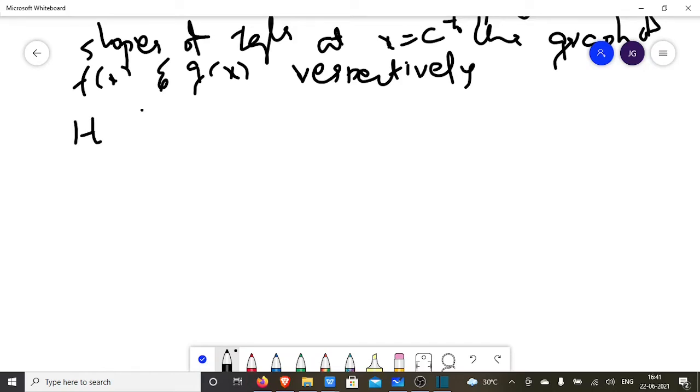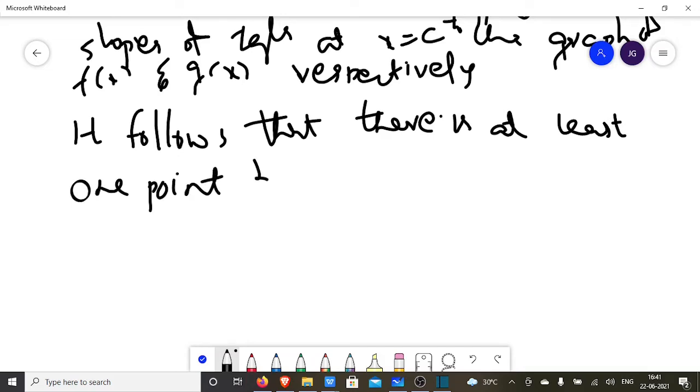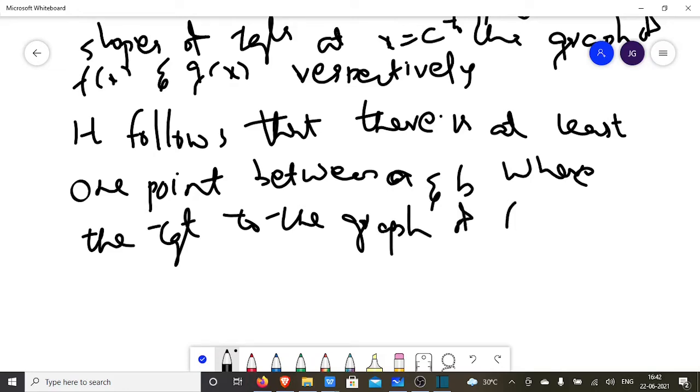It follows that there is at least one point between A and B where the tangent to the graph of f and g are parallel.